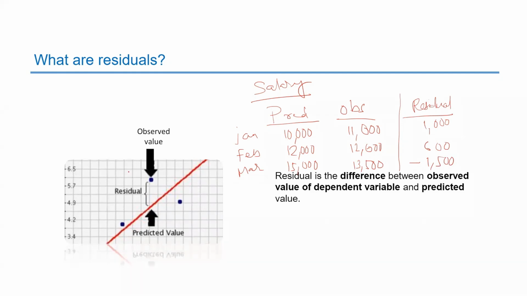So in here, when you see, this is the line which is the predicted value. This is what I have predicted. And this is my observed value. So the difference between the observed and the predicted value, if you just draw a line, this is going to be my error. This is my error, right? This is going to be my error.